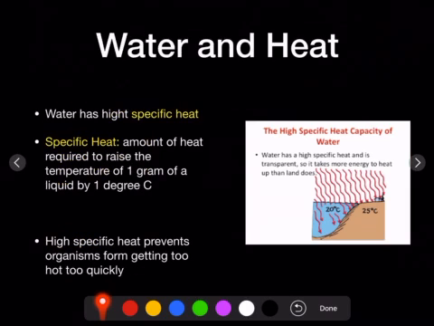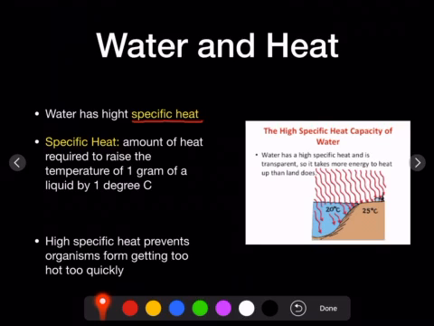Now, water also has what's known as a high specific heat. Specific heat is the amount of heat required to raise the temperature of 1 gram of water or liquid by 1 degree. High specific heat means that water takes a long time to heat up. It also takes a long time to cool down. For example, temperatures on land and in water are different. Usually water is cooler than land, and water heats up much slower than the land. So this prevents the water from heating up to the temperature outside very quickly.